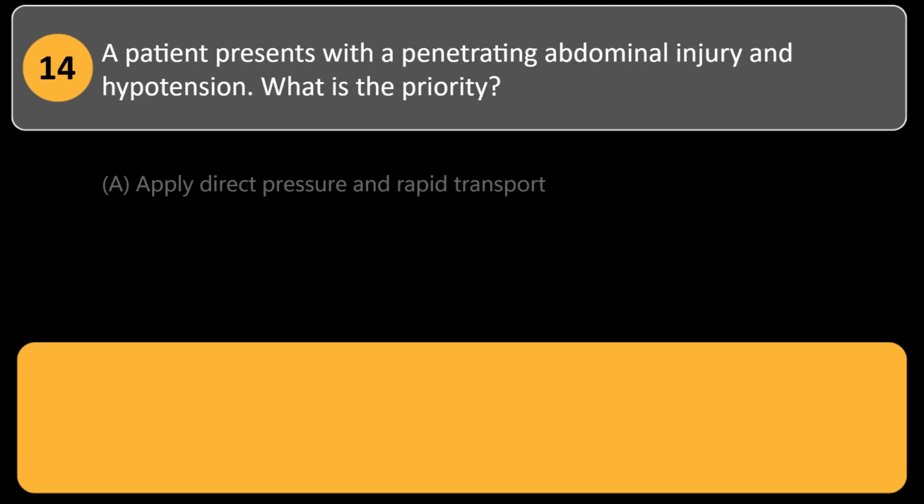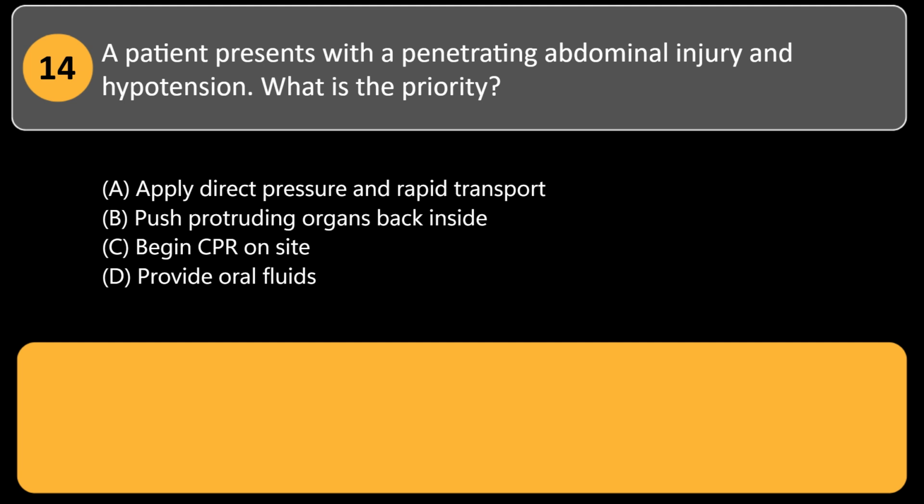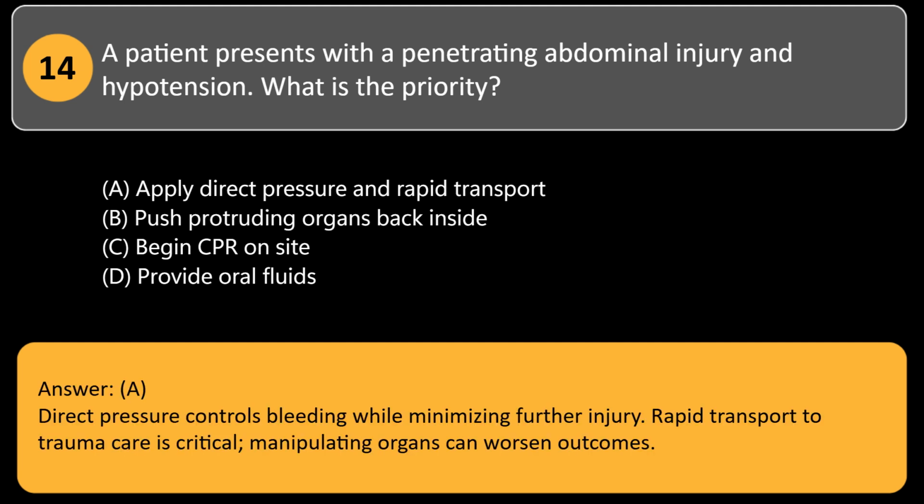A patient presents with a penetrating abdominal injury and hypotension. What is the priority? A. Apply direct pressure and rapid transport. B. Push protruding organs back inside. C. Begin CPR on site. D. Provide oral fluids. Answer: A. Direct pressure controls bleeding while minimizing further injury. Rapid transport to trauma care is critical. Manipulating organs can worsen outcomes.